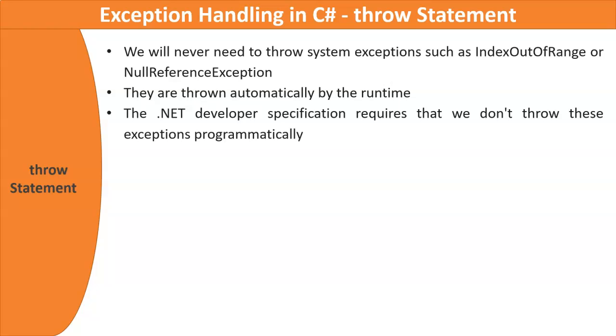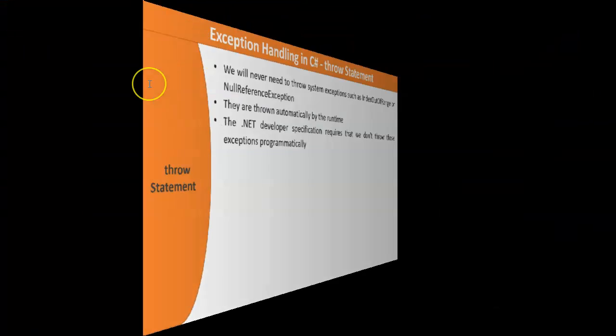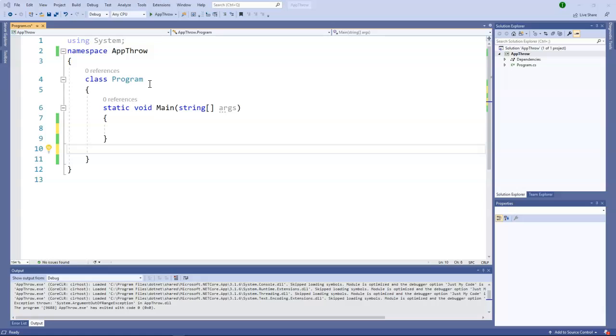Now I'm just going to code the block of code that we have already seen in Visual Studio. Let's load Visual Studio and write that block of code there. Okay, I have created a console application in .NET Core and it is named AppThrow. Let's concentrate on the main method first.